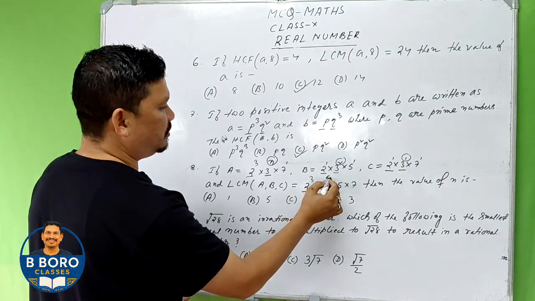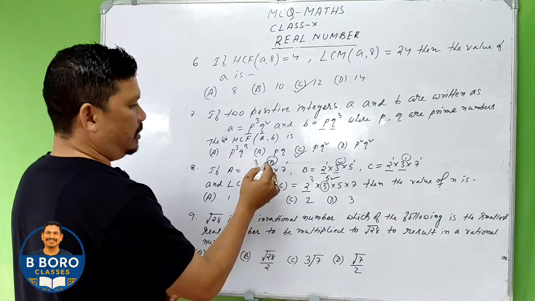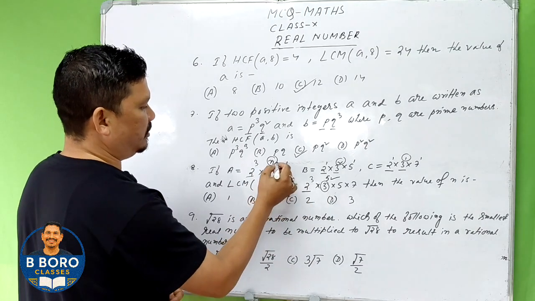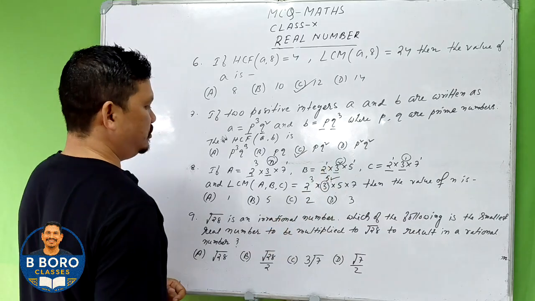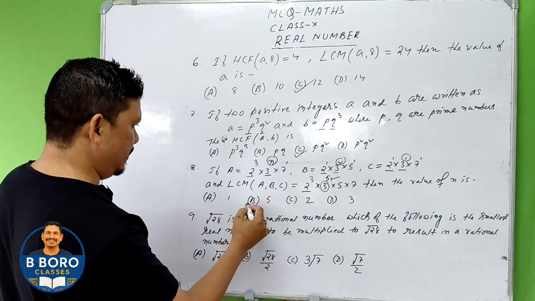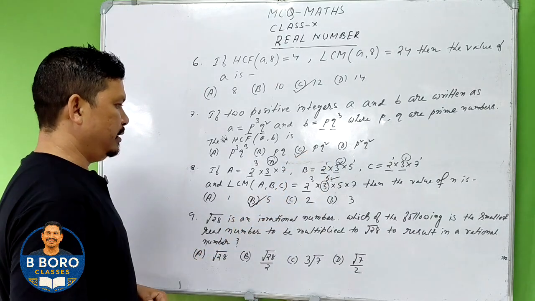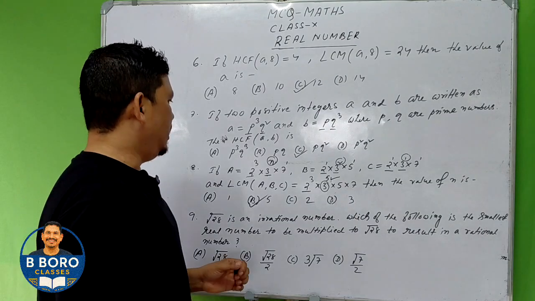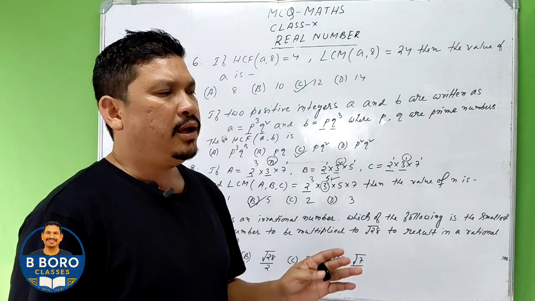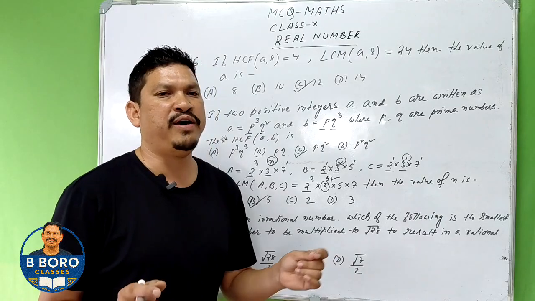And here the power of 3 is 5. So if we compare these two, here n, here 5. So n should be equal to 5. So our correct option is option B, that is 5. So always remember, suppose you are given 3 numbers or 4 numbers, or it may be 5 numbers given.